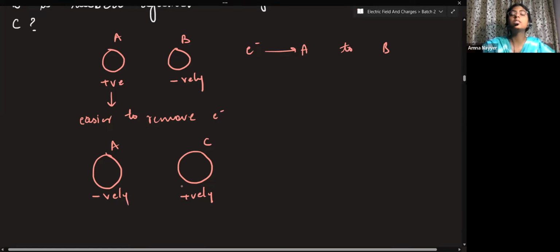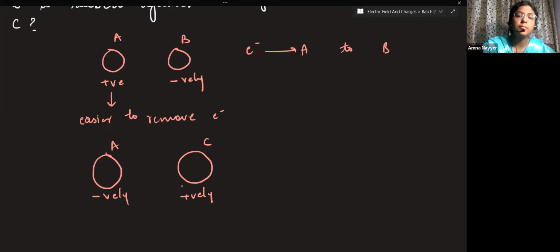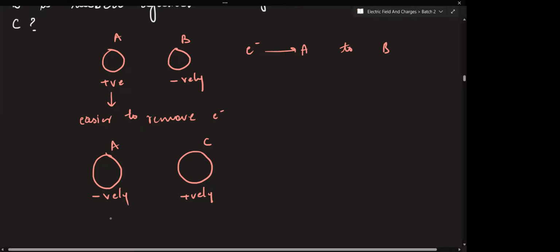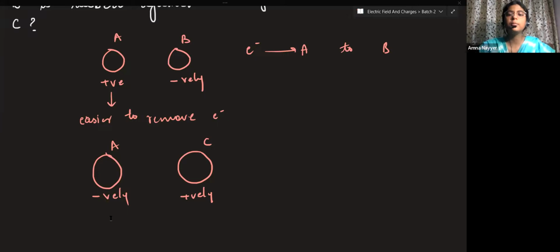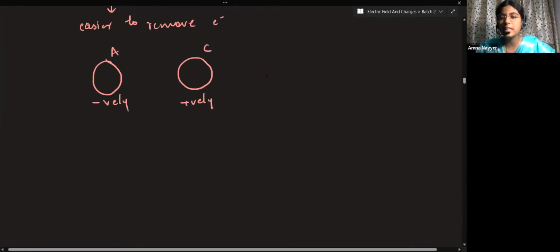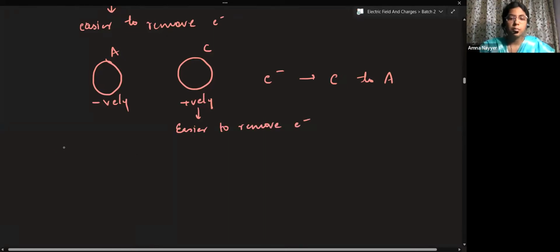In which case is the electron removal easier? C, correct. Yes, Krishna. C is weakly bound. That's why it allowed the electrons to transfer. In this case, electrons got transferred from C to A, making C positive and A negative. So in case of A, it was weakly bound compared to B. In case of C, C is weakly bound compared to A.